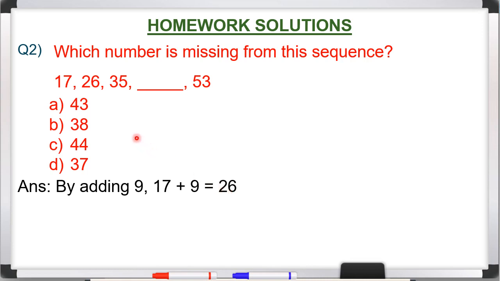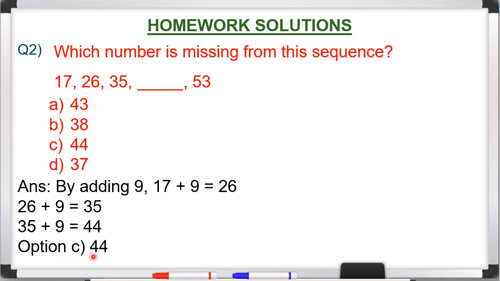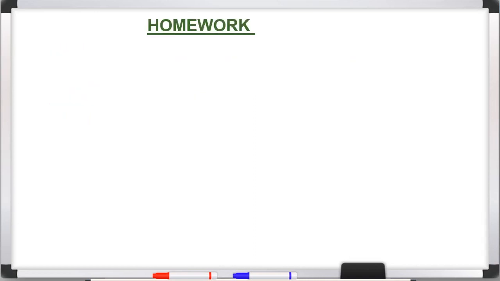Now we will again add 9 in 26. So 26 plus 9 equal to 35. Now again we will add 9 in 35. 35 plus 9 equal to 44. So our answer is 44. Which option is correct? Option C is correct. So option C 44 is correct. Clear beta? Now in homework solutions, we will discuss question number 3.